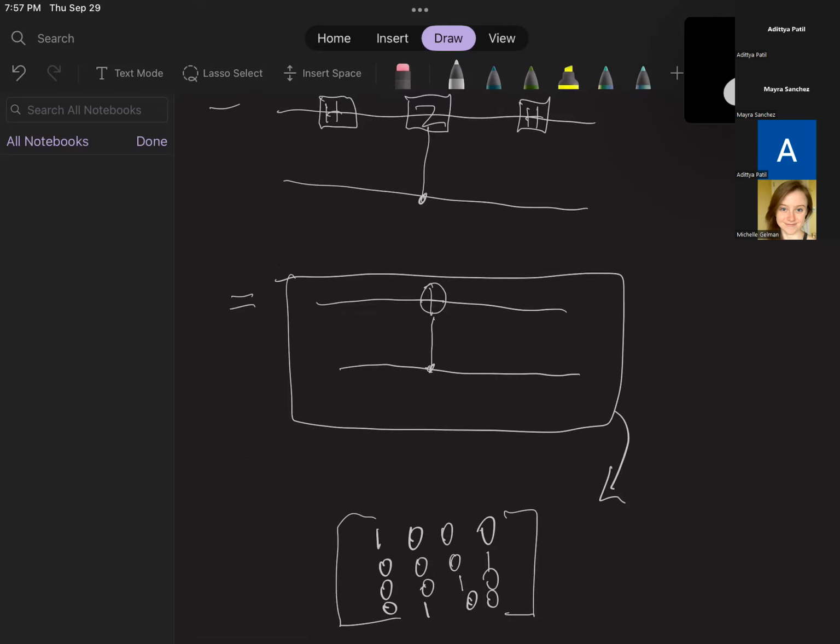I think that's all we have for today. Yes, the phase gets kicked back to the control qubit. That's why it's called phase kickback.